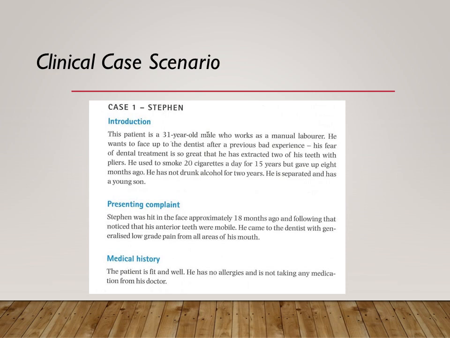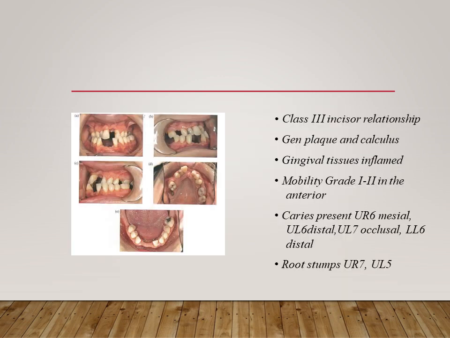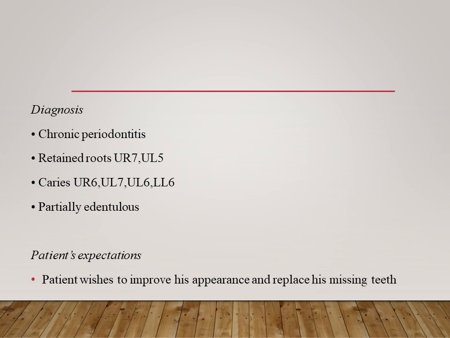So he has come to the dentist with generalized low-grade pain from all areas of the mouth. The medical history: the patient is fit and well, he has no allergies and is not taking any medication from the doctor. So how are you going to go? Calculus, inflammation of the gingival tissues, and the missing teeth as well. The caries has been recorded. Of course, we are using the ICDAS system, and the patient is partially edentulous.